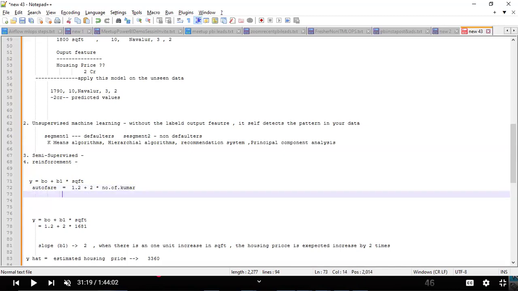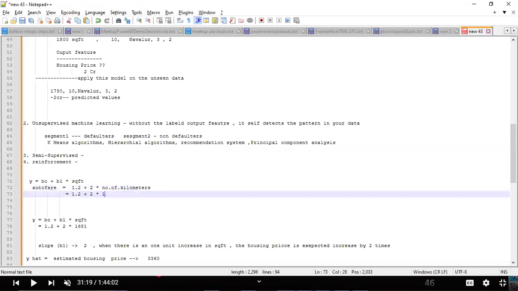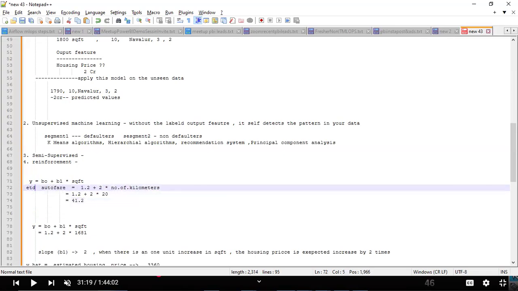Here 1.2 is the constant value, the intercept, that is estimated by the model, and the slope is 2, which is also estimated by the model. Number of kilometers, sorry, kilometers, not Kumar. If you travel 20 kilometers, then 20 into 2 is 40, plus 1.2 is 41.2. You think that this is the estimated auto fare. So always you say the estimated auto fare is 41.2.